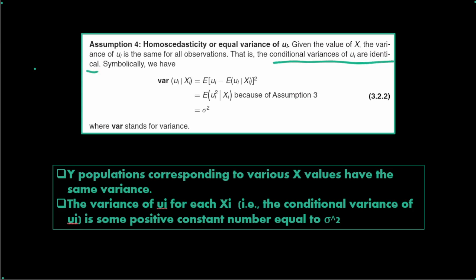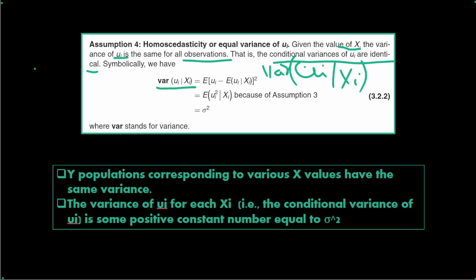Given the value of x, the variance of ui is the same for all observations. This is the conditional variance of ui. We denote these conditional variances like this: variance of ui given the value of xi. So for each xi value, the error term around that value must be equal for all the x observations.